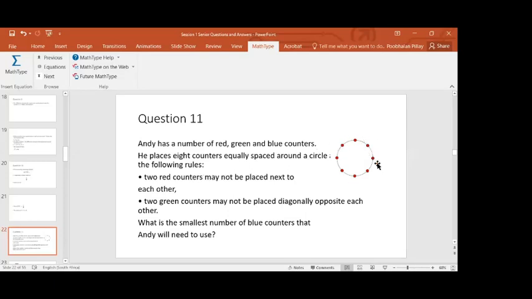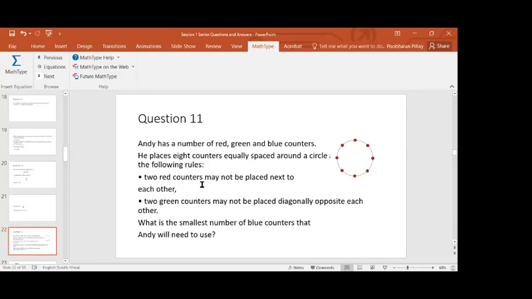Like, okay, this shows how they are placed. And if you count them, you see there are 8 counters. So this is what he has done. But these colors are not red. You've got red and green and blue, so they vary. These colors are chosen from 3 different colors. But there are some rules.